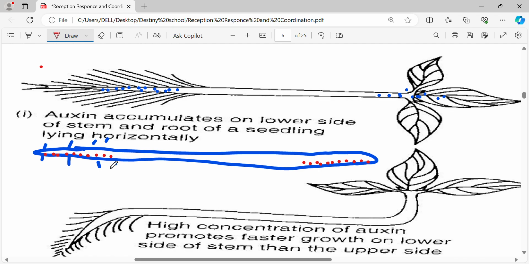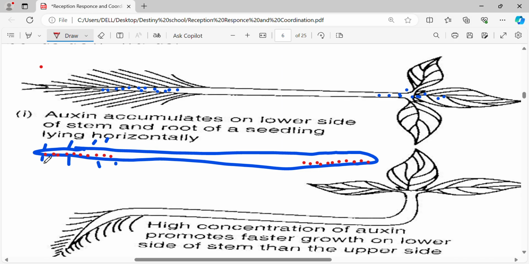Now, because we have a high concentration of auxins on the lower side, there will be a slower growth rate. And now that there is a lower concentration of auxins on the upper side, and this one is in the root, it is the upper side that will be growing faster, because that is the root. Then this side will be growing slowly.